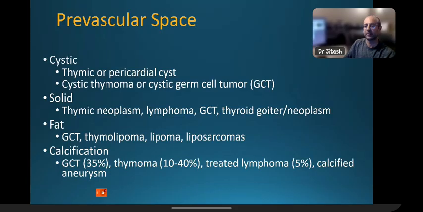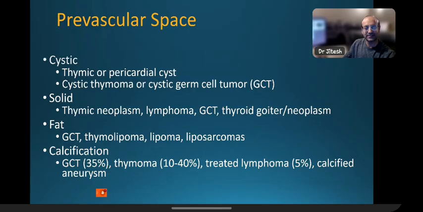Among solid tumors, thymic neoplasm is the big chunk. And then we can also say lymphoma. Primary mediastinal lymphomas are rare, but they can occur. Then germ cell tumors, thyroid goiter, and thyroid neoplasm. Then we'll talk about the fat-containing neoplasms, which include germ cell tumor, thymolipoma, lipoma, liposarcoma. Those are the most common, but some other tumors can occur.